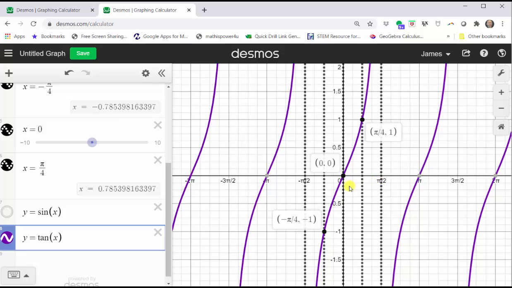Once again, once we have this piece completed and we recognize the pattern, we can continue the pattern to the right and left, or think of copying and pasting this graph to the right and to the left.